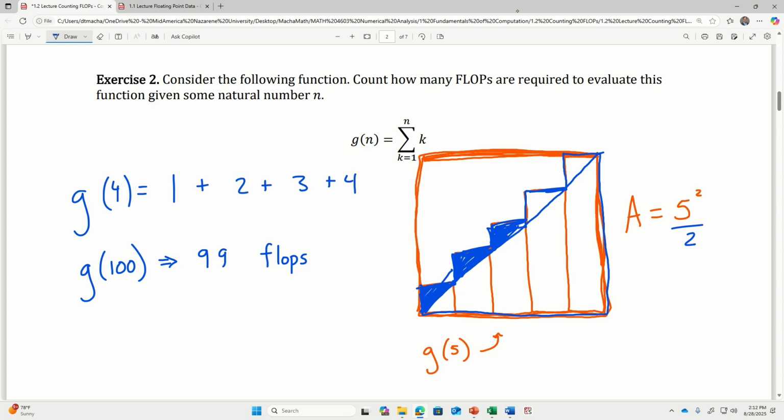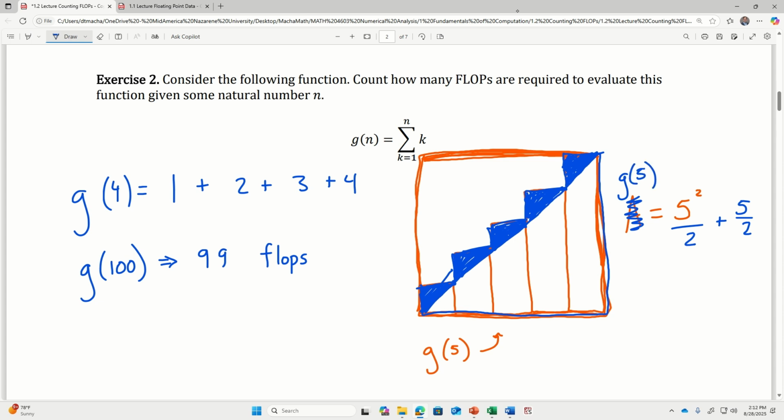And each little bit is shaped like a triangle. Do you know what the area of each little bit is? Yeah, each one of these little triangles has an area of 1/2. And how many of them are there? 5. So let me add back 5 halves. And this is g of 5.